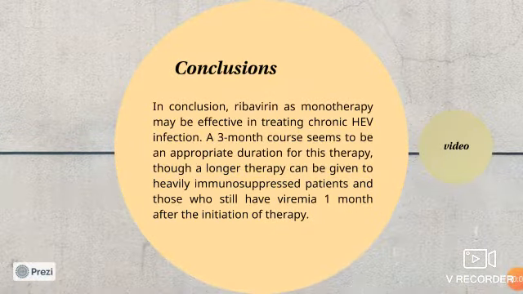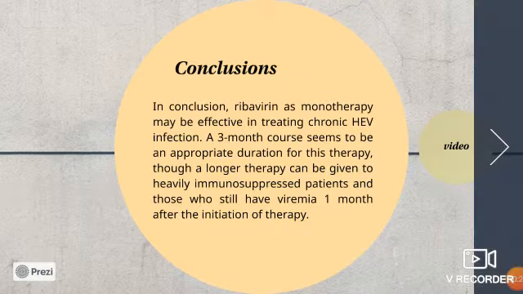Conclusion. In conclusion, ribavirin as monotherapy may be effective in treating chronic HEV infection. A 3-month course seems to be appropriate duration for this therapy, though a longer therapy can be given to heavily immunosuppressed patients and those who still have viremia 1 month after the initiation of therapy.